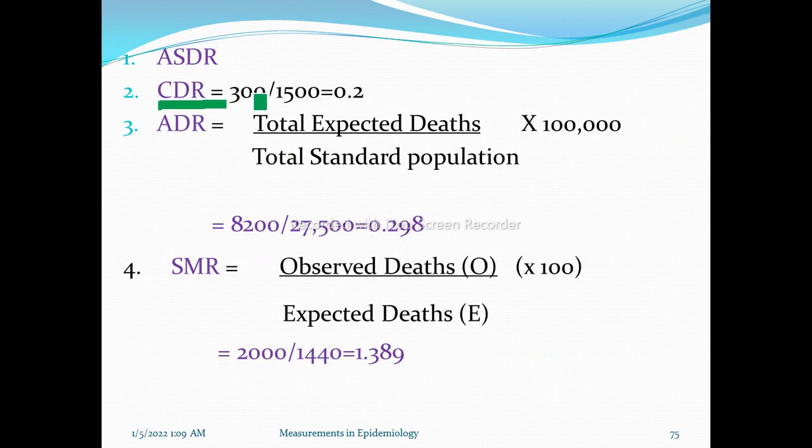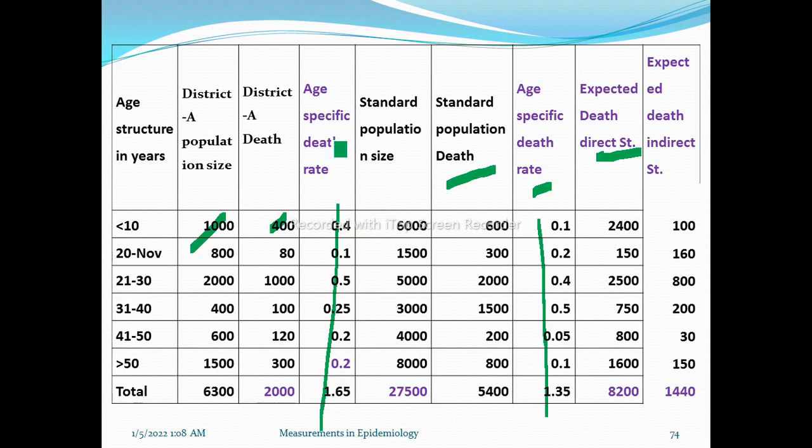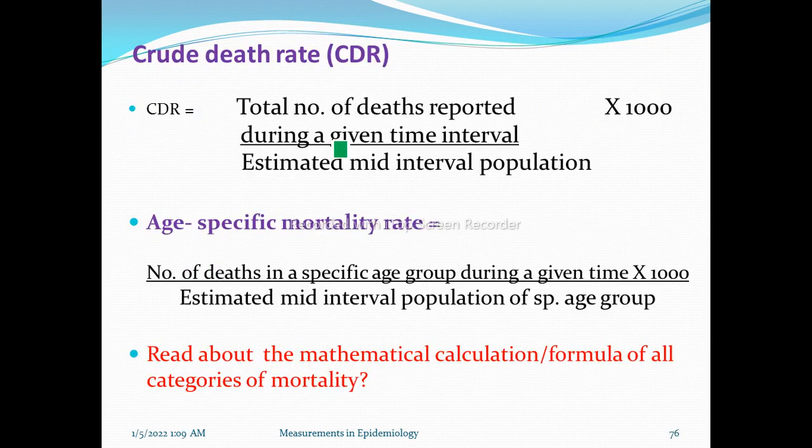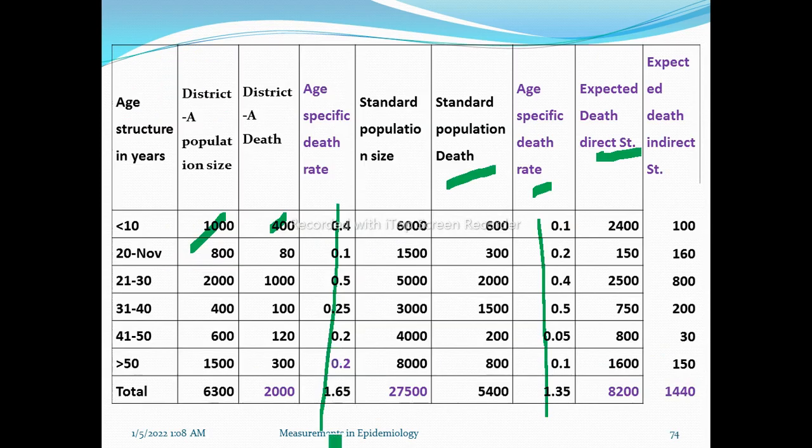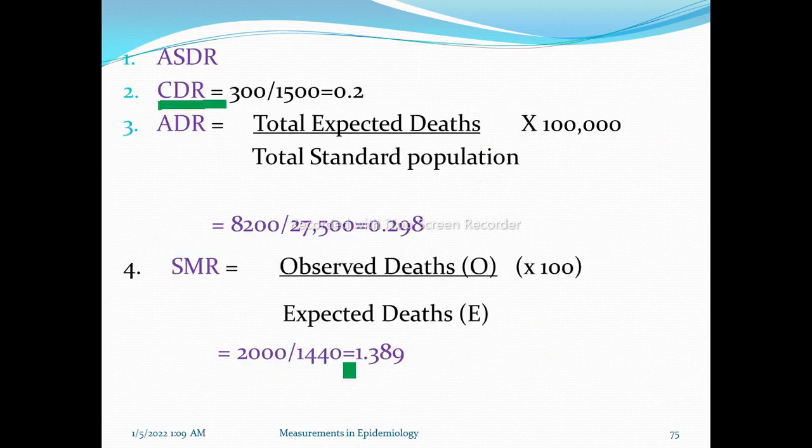So crude death rate is 300 over 1500. So this is 300, this is 1500. So dividing 300 by 1500 is 0.2. Our question is for after 50 years, so 0.2. Now we have got 0.2.